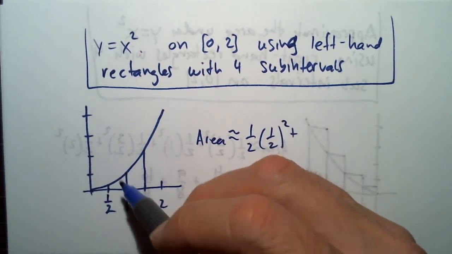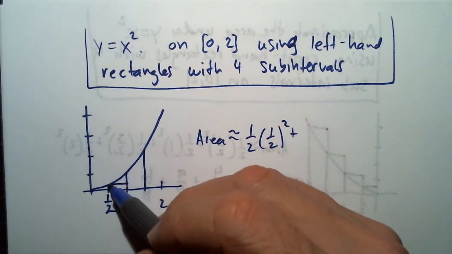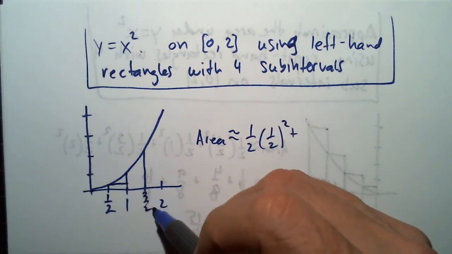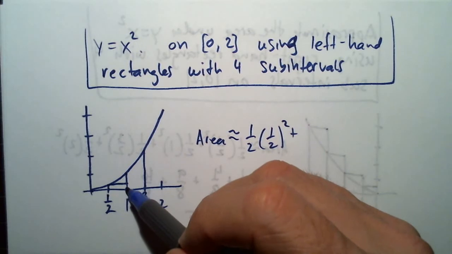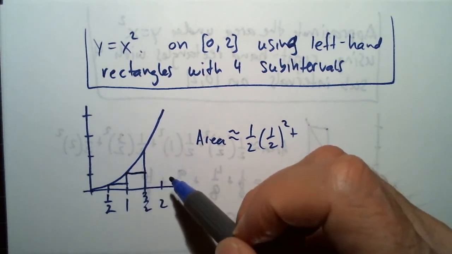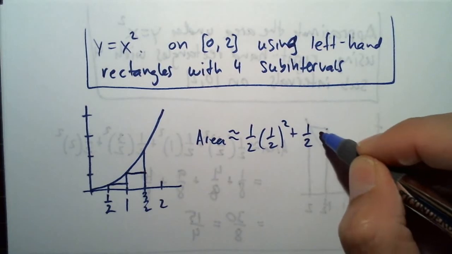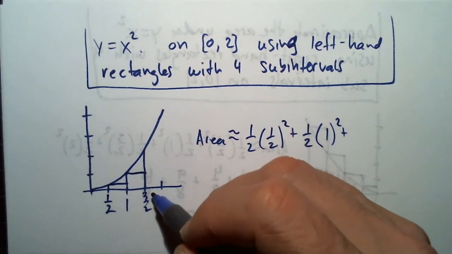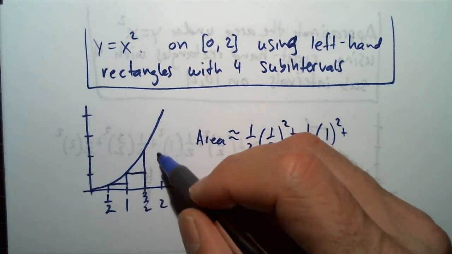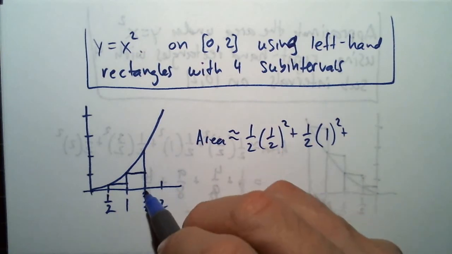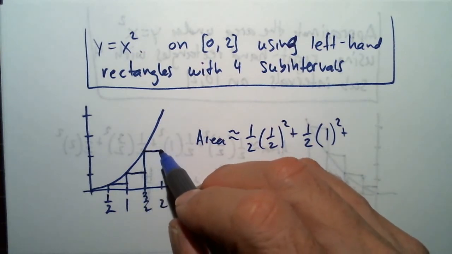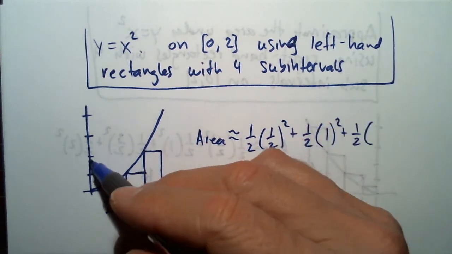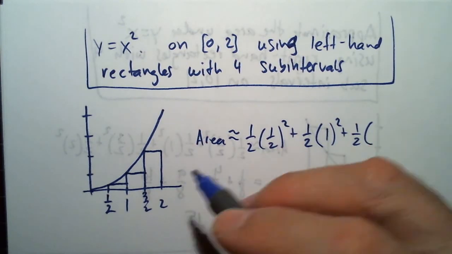For this rectangle, I didn't draw it. There's the rectangle. For the interval from 1 to 3/2, we have a left endpoint, and there's the height of the rectangle. So we have base of 1/2, and the height is 1 squared. Here we have another interval. The height is determined by the left endpoint, so we go to the function, and now this is going to be 1/2 times the height at 3/2.